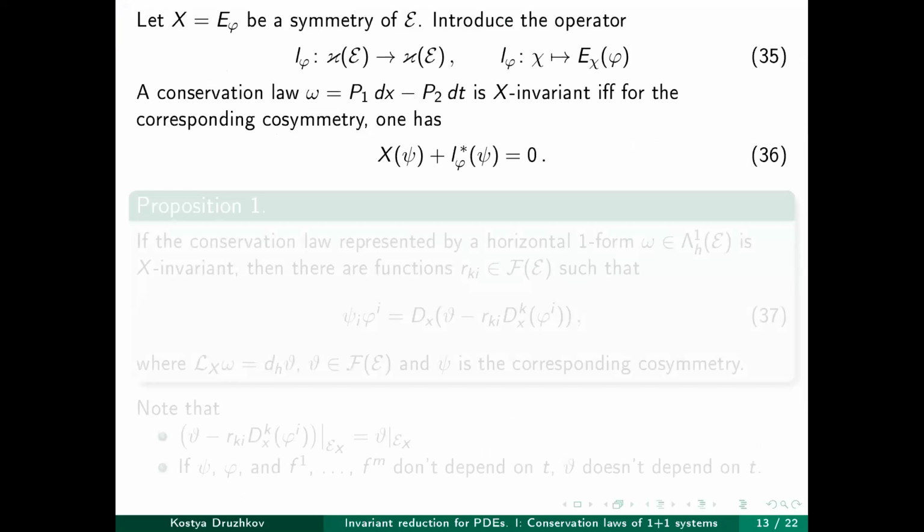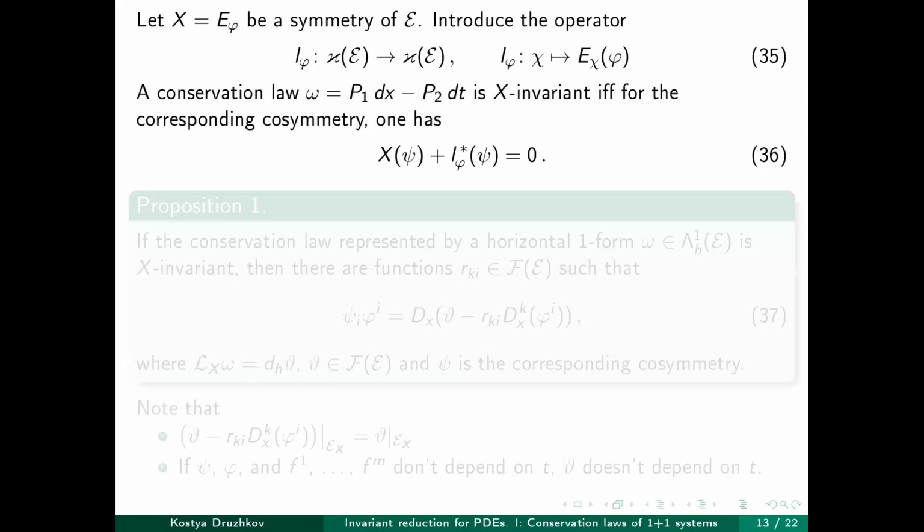In order to describe invariant conservation laws, we need to introduce the linearization operator. Let X be a symmetry of epsilon. Let's introduce the operator given by formula 35. This operator maps couple of epsilon to couple of epsilon. That is, it maps characteristics to characteristics of evolutionary vector fields. The operator is defined by formula 35, which maps a characteristic to the corresponding derivative of phi.